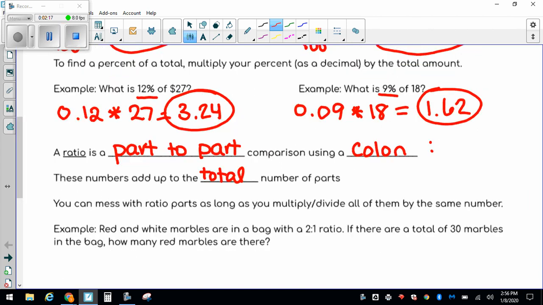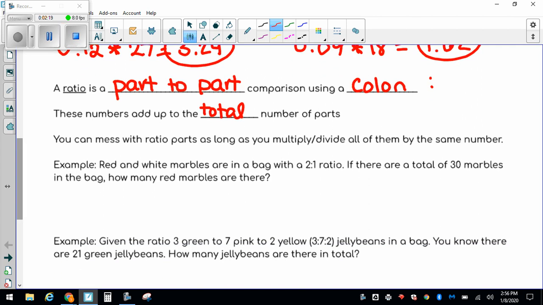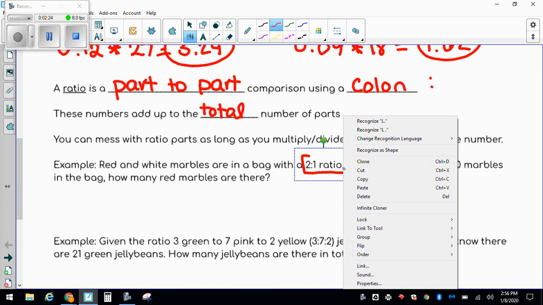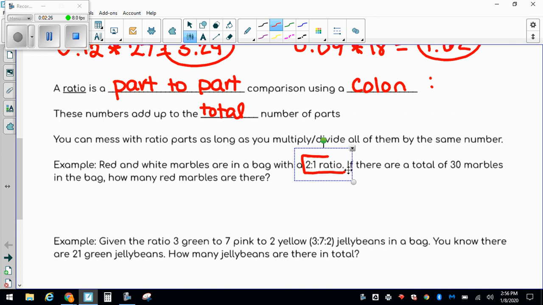Red and white marbles are in a bag with a 2-to-1 ratio. So this tells us that it is a ratio. It also just has the colon in there, so you can tell it's a ratio even if you didn't know that. So let's just start off with this. I like to label it up. Red and white marbles are in a 2-to-1 ratio. So if I have 2 red marbles and 1 white marble, then in total, I have 3 marbles in the bag, 2-to-1 ratio. So 2 plus 1 makes 3.